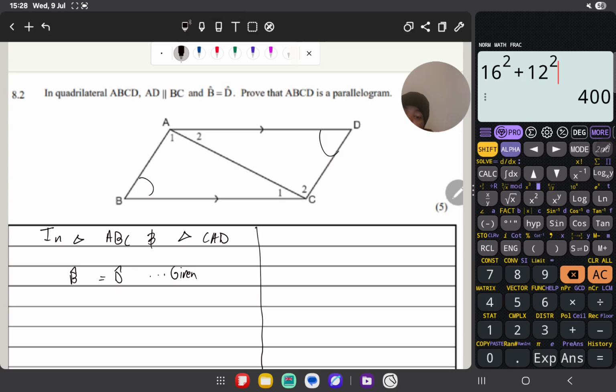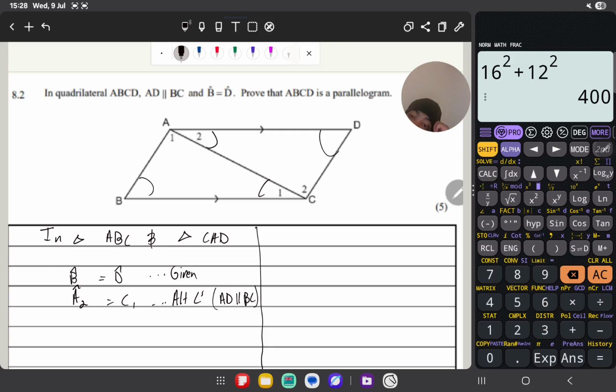Then I'll go with, look at this. So these are parallel lines, right? These are parallel lines AD and BC. Therefore, this angle alternates with this one. So we'll say angle A2 equals angle C1, right? Alternate angles, AD parallel to BC.